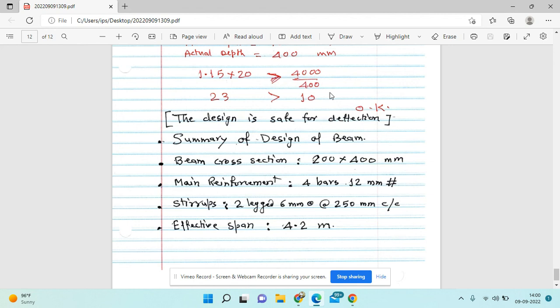Summarizing the whole beam design, we can say the beam cross section is 200 cross 400. Main reinforcement at the bottom is 4 bars of 12 mm and stirrups are two-legged 6 mm at the rate of 250 mm center to center. Effective span is 4.2. Thank you very much.